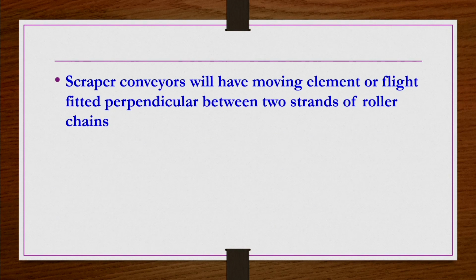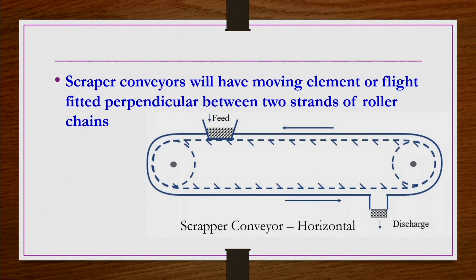So, we see the scraper conveyors, which have moving elements or flights fitted perpendicular between two strands of roller chains like this. Whatever feed material is coming here will be transported like this, and then discharged like this, while the roller chains move in this direction. The top one is moving from right to left, and the bottom one is going left to right, and it continuously moves like this while carrying the material from the feed point and discharging at the discharge point. This is a horizontal scraper.